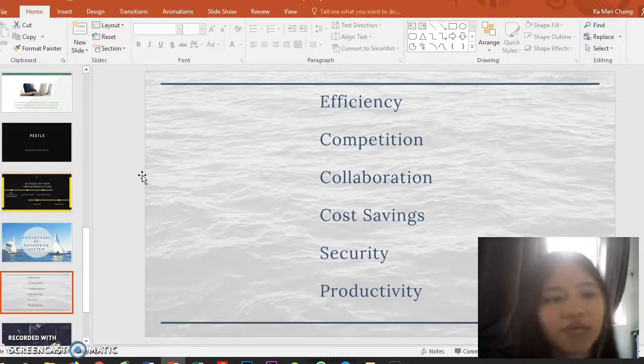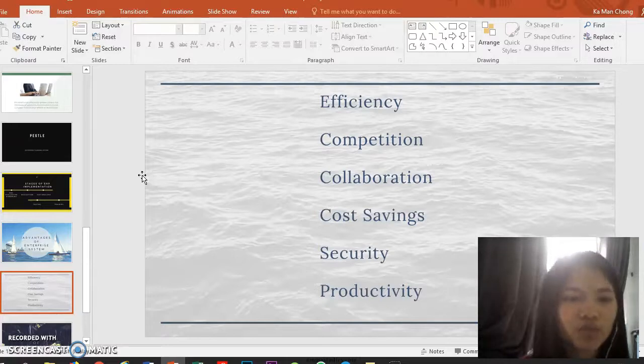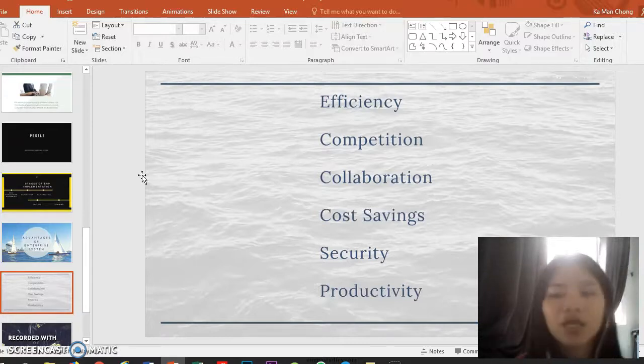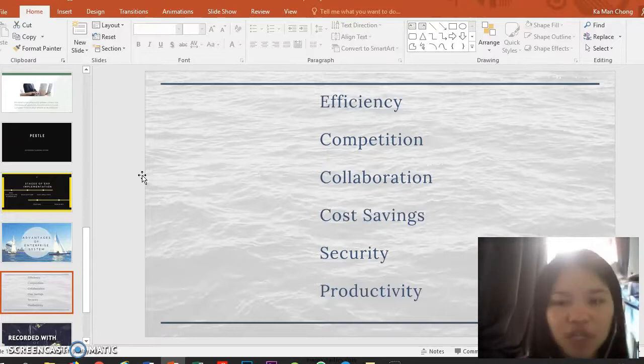So the next one will be collaboration. Because nobody wants to run a business with each department functioning separately from each other. Collaboration through ERP can make all the departments know each other's progress well.